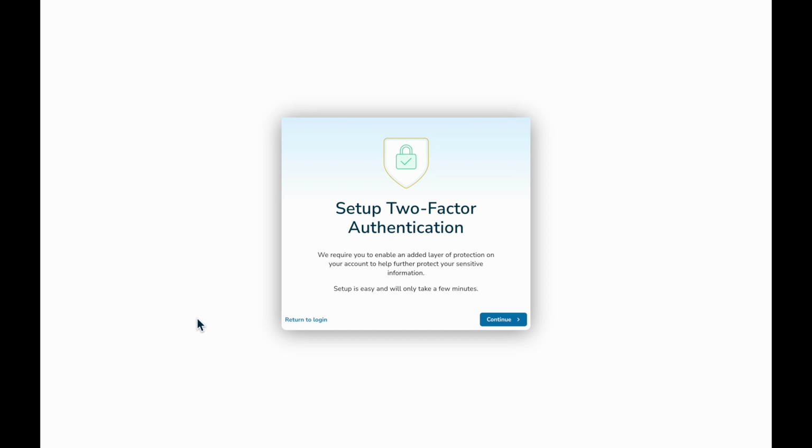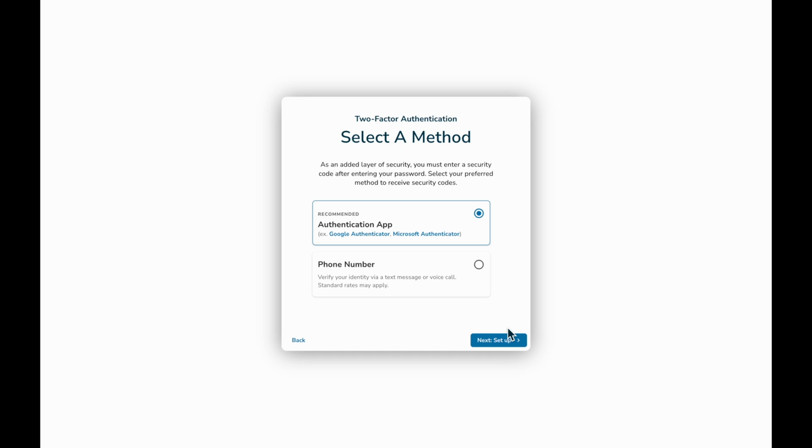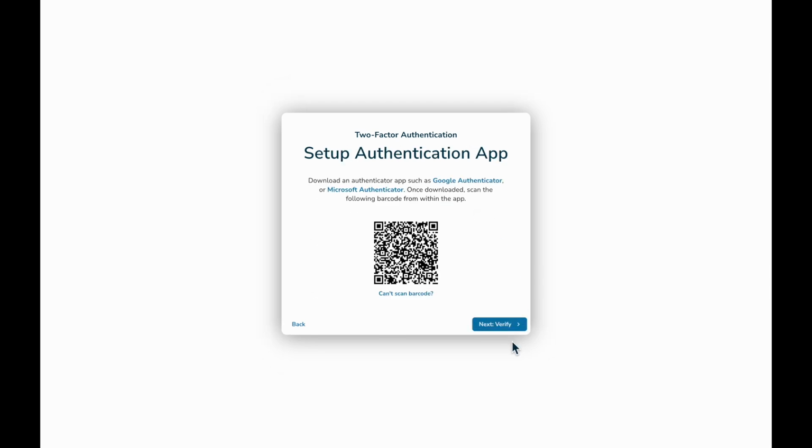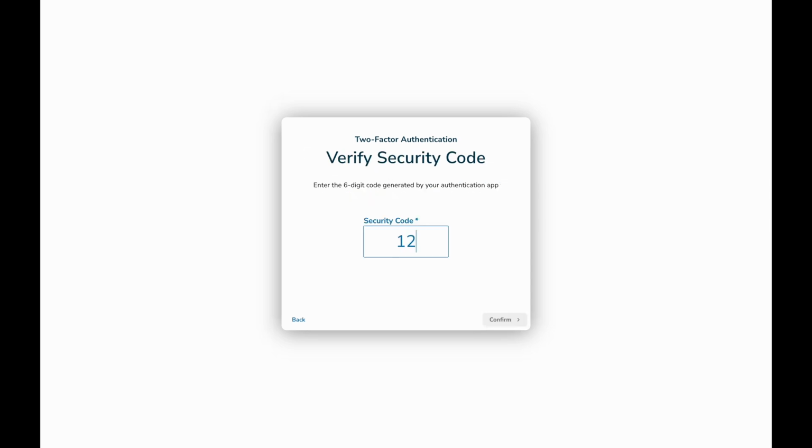You will then be asked to set up two-factor authentication as an added layer of security for your account. As you can see on the screen, you can either choose to do an app-based authentication method or a phone-based authentication method. With the app-based authentication method, you will need to download either the Google Authenticator app or the Microsoft Authenticator app from your App Store or Marketplace and scan the following barcode from within the app. The app will then generate a 6-digit code for you to enter. Once ready, you can hit Confirm.